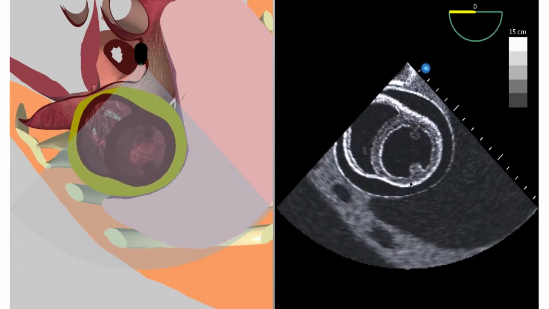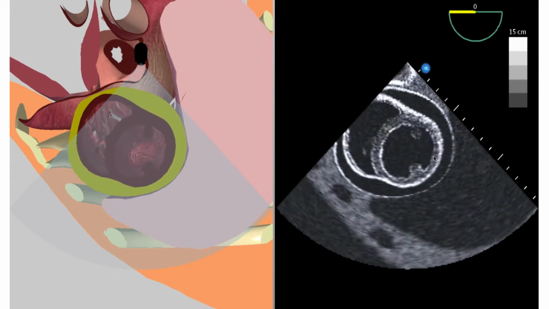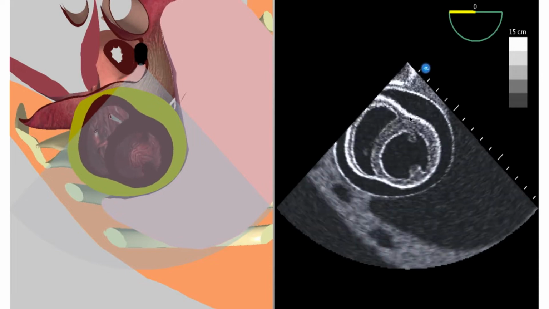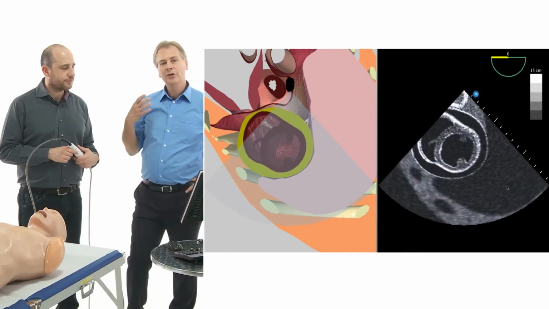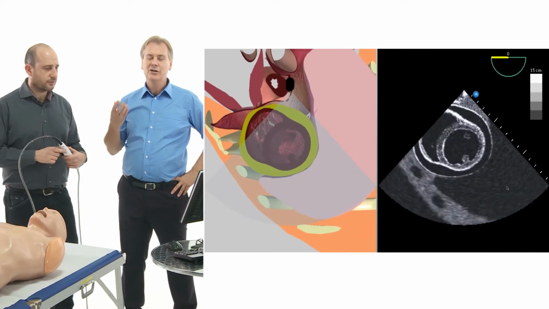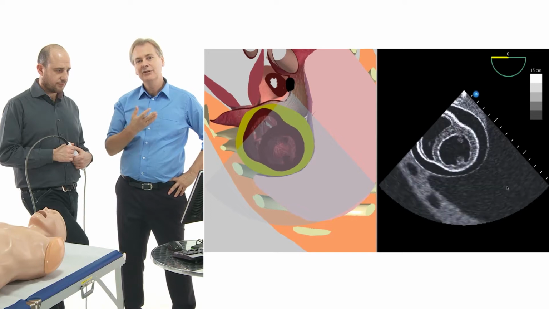Here we have the anterior wall. This would be the anterolateral wall, lateral wall, and this would probably be the inferior wall already here. We chose a pathology for this demonstration to also highlight that it is important to look at this pathology in this short axis view.